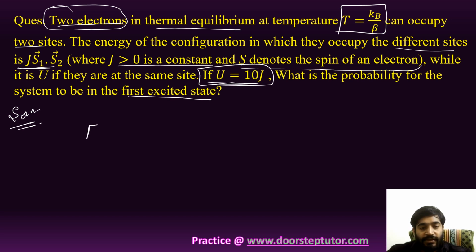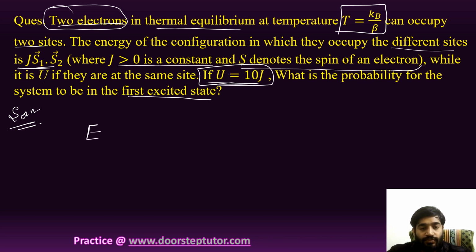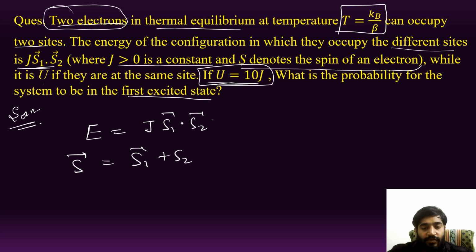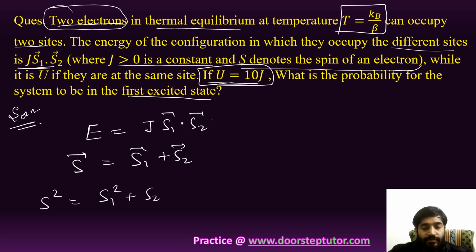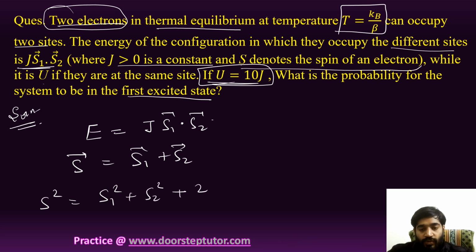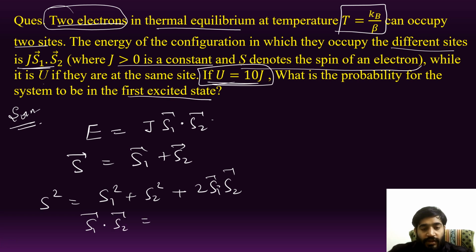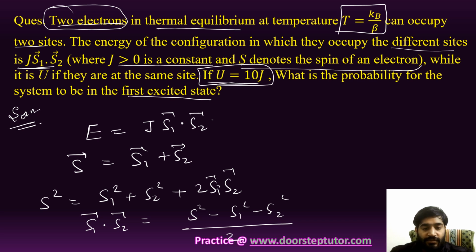The energy is given in terms of J and S1 and S2. This is J times S1 vector dot S2 vector. But what is the S vector? S vector is equal to S1 vector plus S2 vector, and if you want to find the magnitude, S square is S1 square plus S2 square plus 2 S1 vector dot S2 vector. Clear? So S1 vector dot S2 vector is going to be S square minus S1 square minus S2 square over 2. So this is what we got for S1 dot S2.